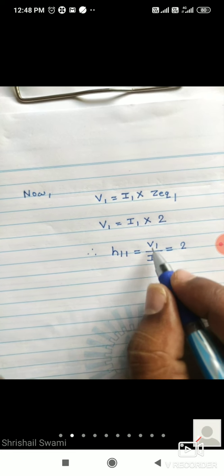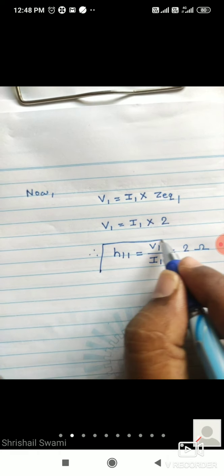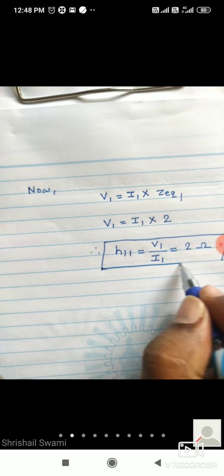So what is the unit of H11? As it represents impedance, the unit of impedance is ohm. So this is the answer of the first parameter, that is H11.